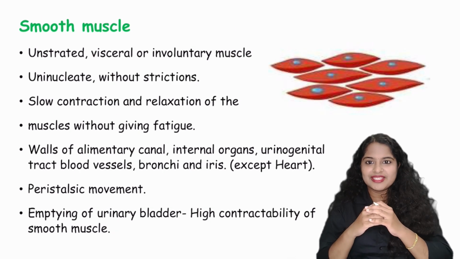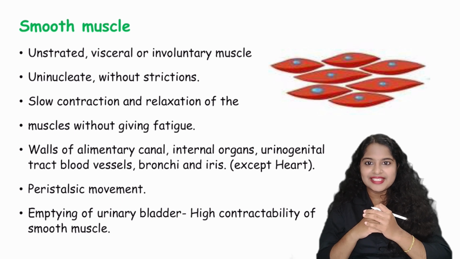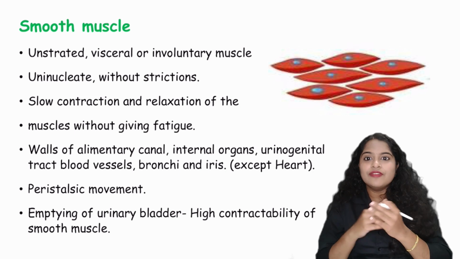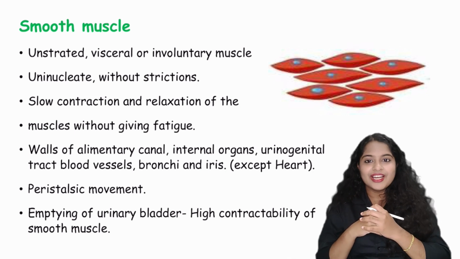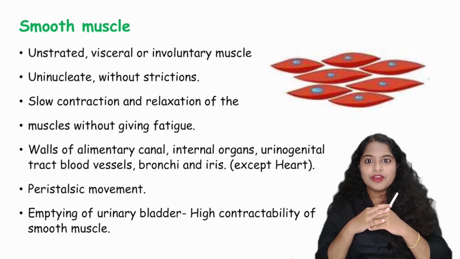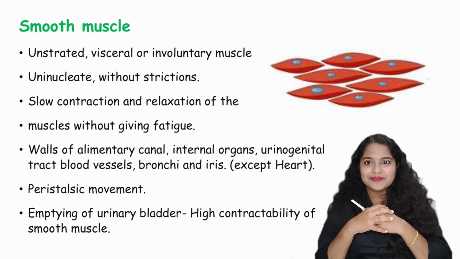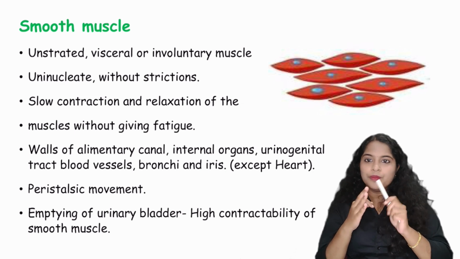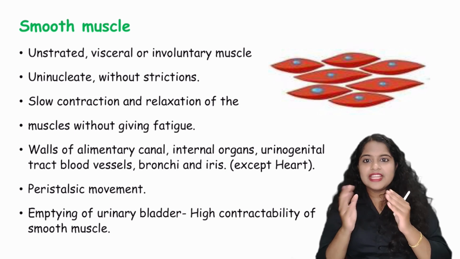So next is the smooth muscles. Why are they called smooth? Because they do not have these alternate dark and light striations. They are also called involuntary muscles, because they are involved in the involuntary actions in our body. They are also called visceral muscles because they are found in the visceral organs in our body. So there are three names for our smooth muscles, that is smooth muscles, involuntary muscles and visceral muscles. So these cells are uninucleated and they have tapering ends and they do not show branching. And these muscles will show slow contraction and relaxation. So that is why they will not get fatigued.